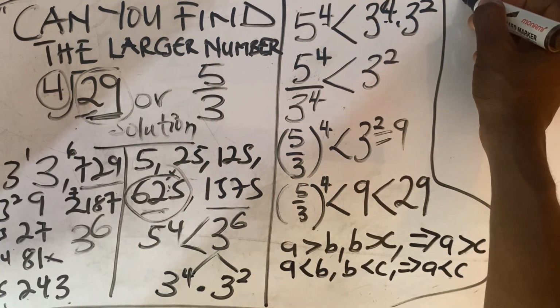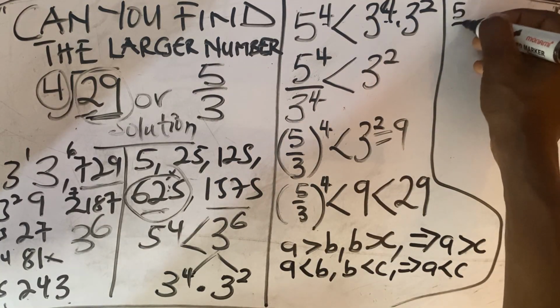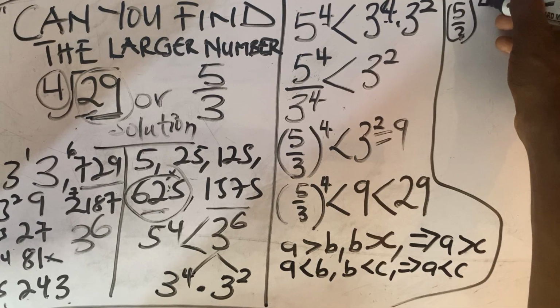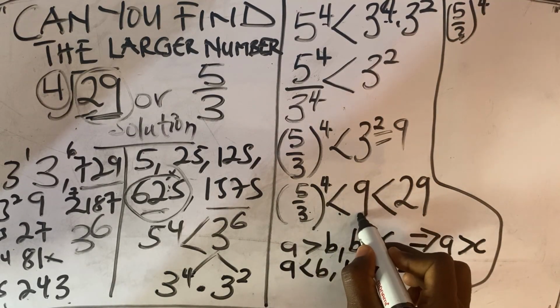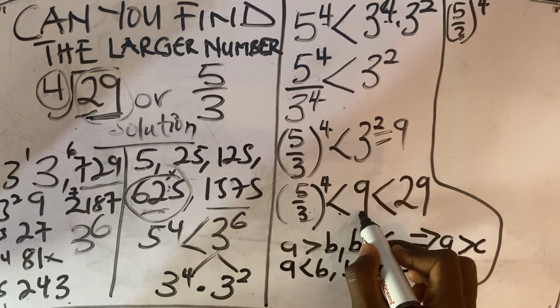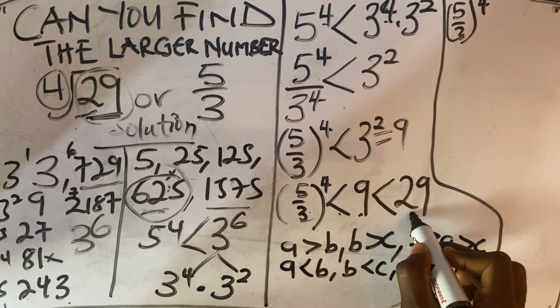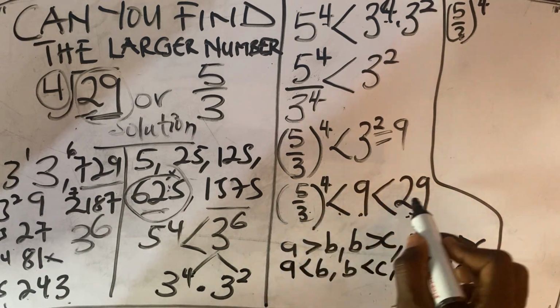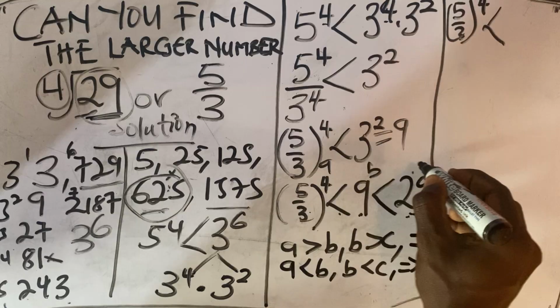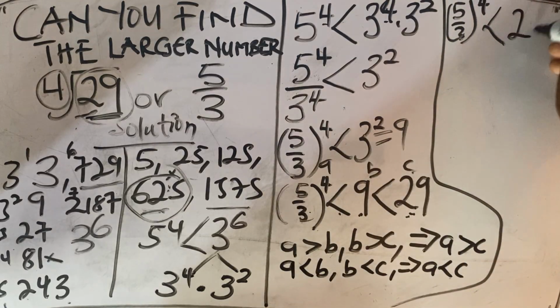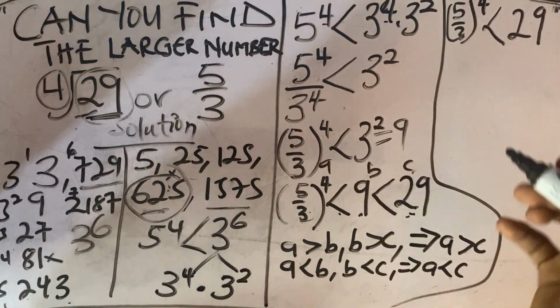So from here we have our 5 over 3 raised to the power 4 here. So in this case, if this A is less than 9, which is B, and B is less than C, which is 29, then this implies that A will also be less than C, right? So A is less than C. So we have A, B, and then C. A will be less than what? C in this case. That is what the property is saying.